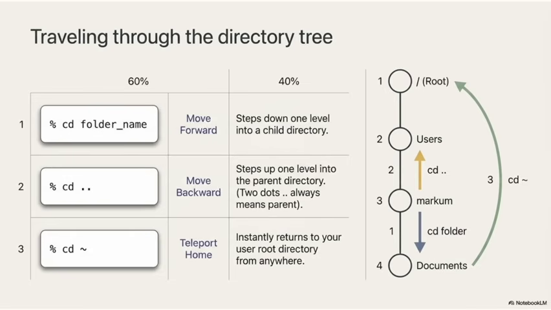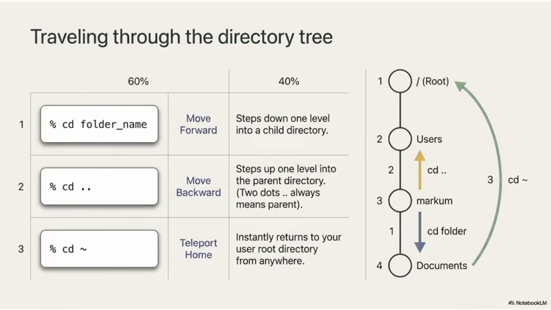cd is a single command for all navigation: forward into subdirectories, backward to the parent, or instantly teleporting home. 3 patterns cover every movement you'll need. cd folder-name moves you one level down into a named child directory. That's 60% of your usage. cd .. moves you one level up to the parent directory. The double dot always means parent. cd ~ teleports you instantly back to your home directory from anywhere in the file system.